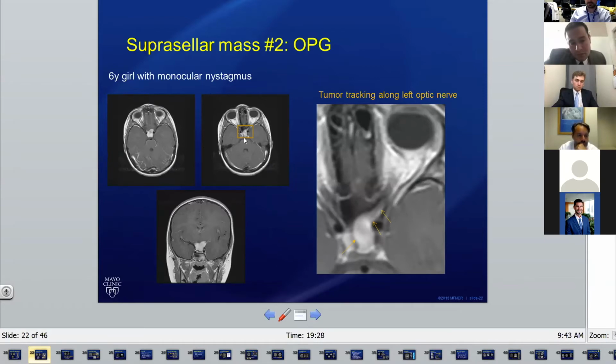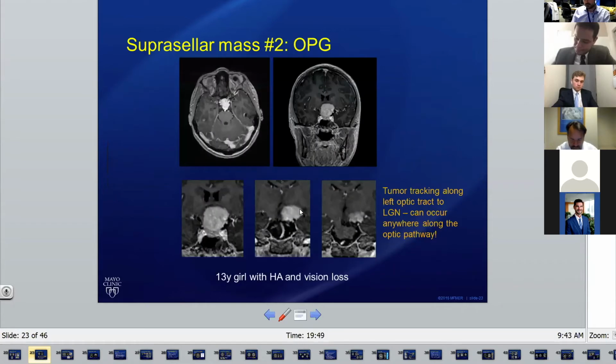And the second feature is this. If you zoom in on the optic nerve on the left side, you can actually see that the tumor tracks along the optic nerve. This is an enhancing tumor, and you can see it starting to wrap around the nerve sheath on the left side. So based on the imaging alone, we could tell that this is an optic pathway glioma. Now, these can occur anywhere along the visual pathway, from the optic nerve all the way back to the cortical regions where vision is represented.